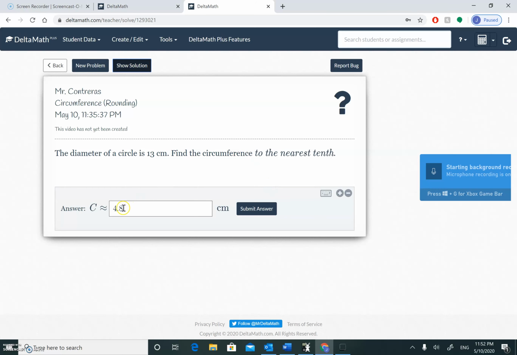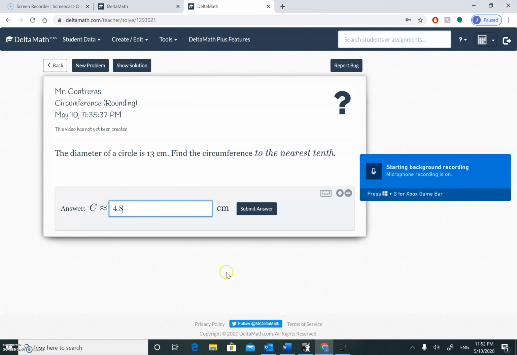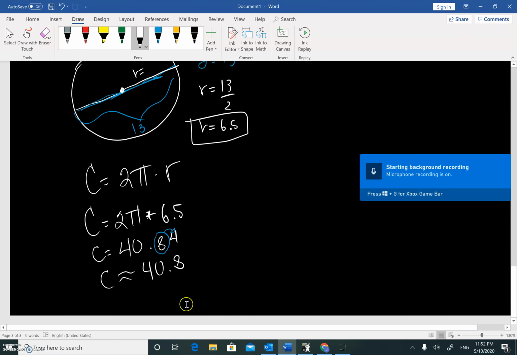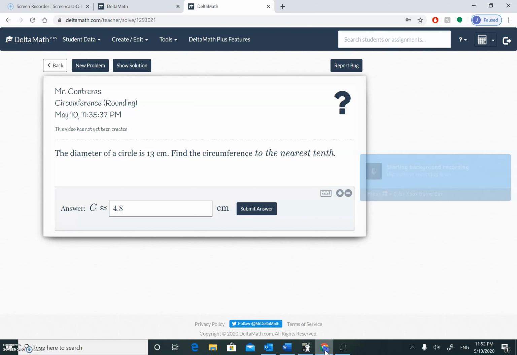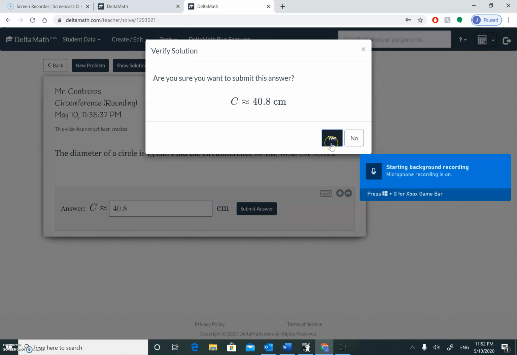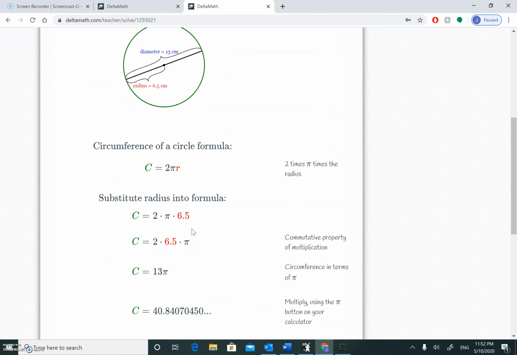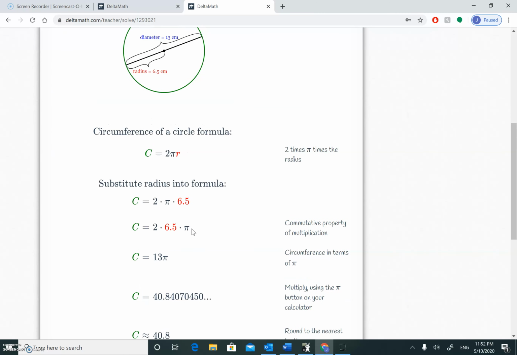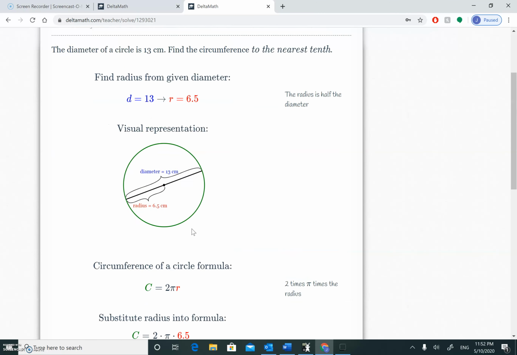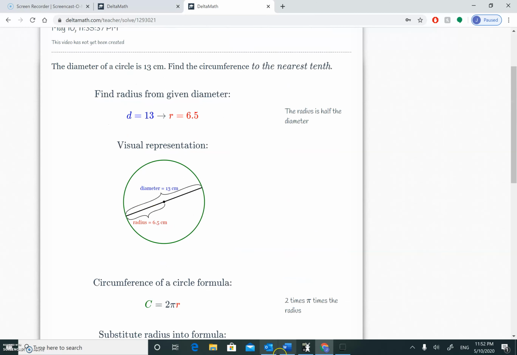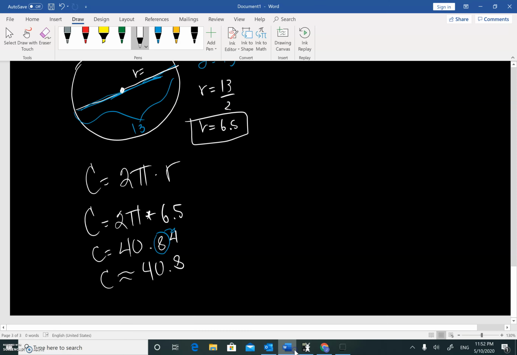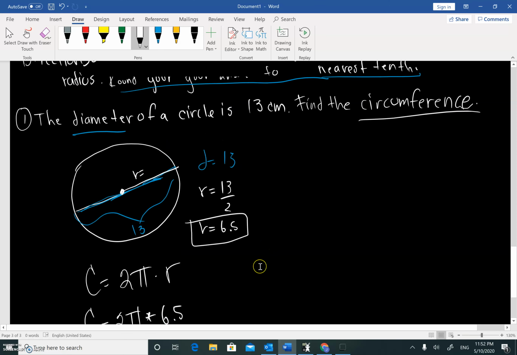So let's go ahead and try this out. 4.8 is not the correct answer. It's 40.8. So we go ahead and put 40.8. So that's going to give us, let's check, is that correct? Yes, it is correct. So hopefully this is making sense. Again, when it asks you to round to the nearest tenth, what it's saying basically is to put it in the calculator and then round to the first decimal place.